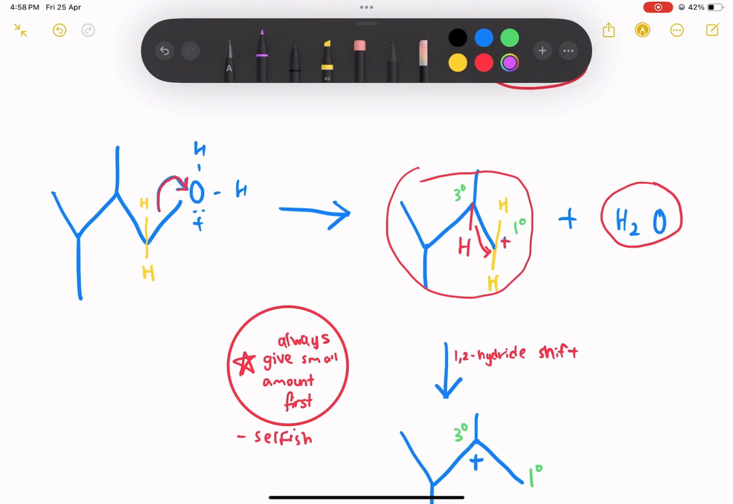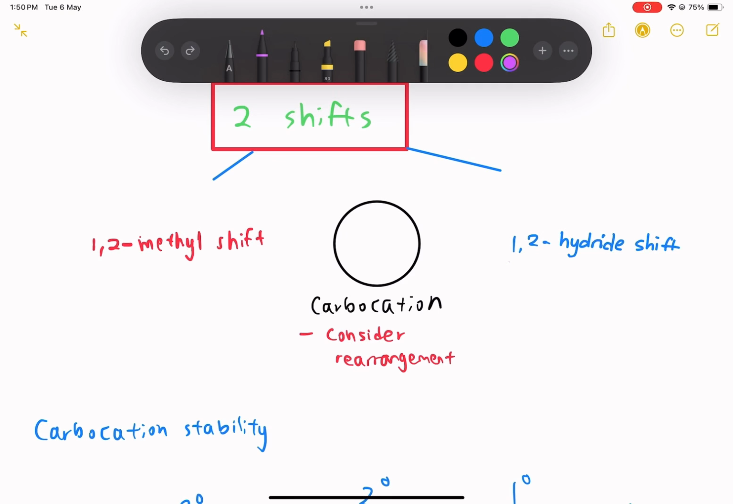What are they actually? So let's have a look at these two shifts. There are two shifts that may occur when you have carbocation ion. One is 1,2 methyl shift and one is 1,2 hydride shift. Methyl is CH3, which is originally from CH4, methane. When methane becomes a substituent, it is called methyl. Another one is called 1,2 hydride shift. Hydride is H. Both of these shifts may occur when you have carbocation ion.